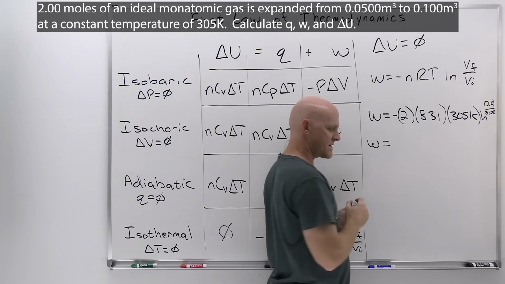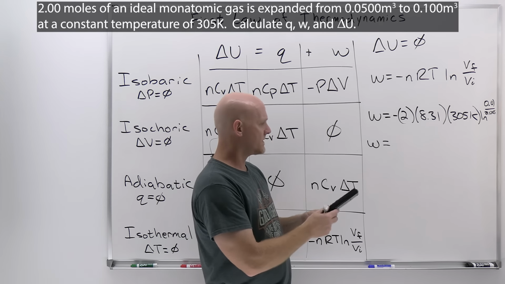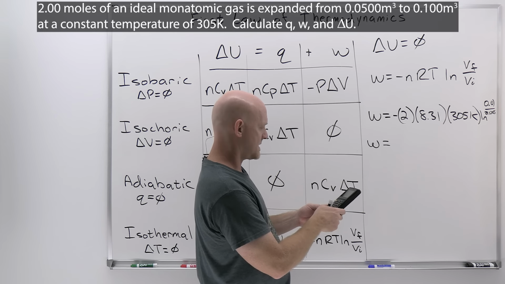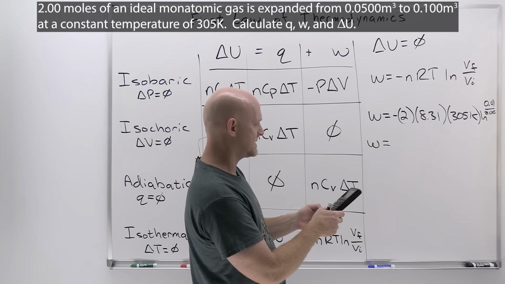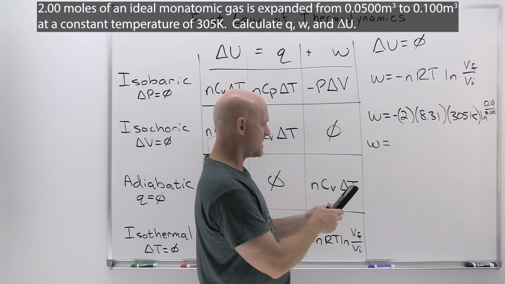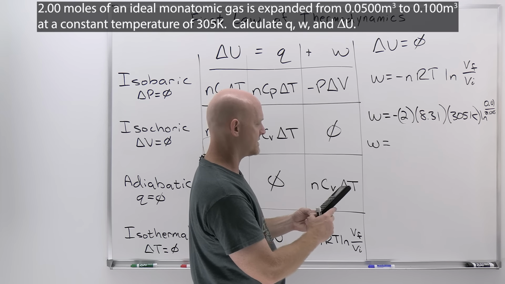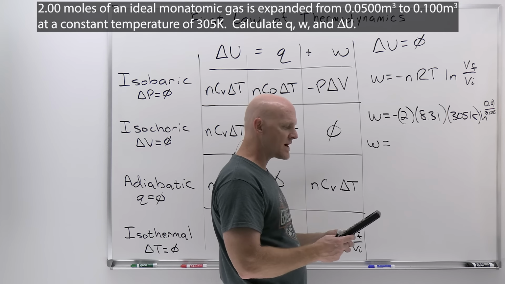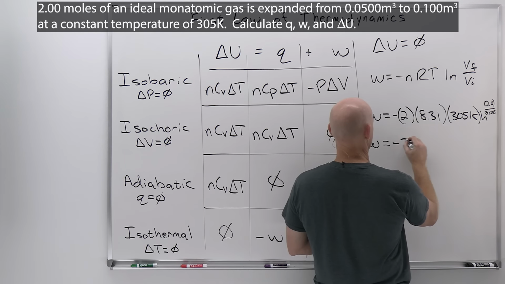And we have a pretty straightforward setup on this one, a little bit easier than the last example. And we'll let our calculator do the heavy lifting here. So we've got negative 2 times 8.31 times 305 Kelvin times the natural log of 0.01 divided by 0.005. All right, that's going to be negative 3513.6, which I'm going to round down to negative 3510 in 3 sig figs.